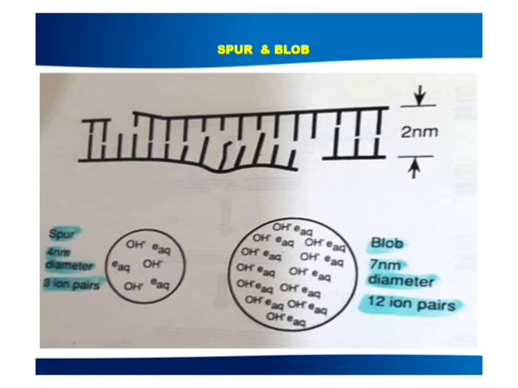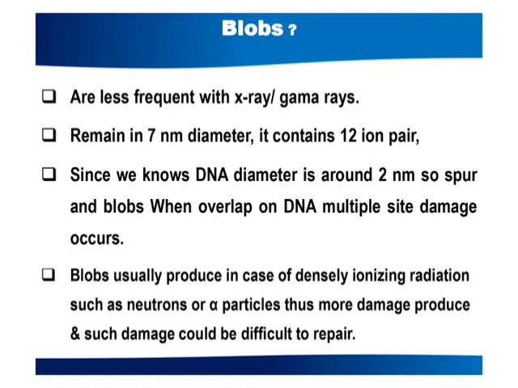So blobs are basically less frequent with gamma rays and X-rays, and blobs are usually produced in case of densely ionizing radiation. Whatever the X-rays and gamma rays, we know they are sparsely ionizing radiation, but densely ionizing radiation produces blobs. We all know that densely ionizing radiation is produced by alpha particles or neutrons. Thus, more damage is produced, and such damage could be difficult to repair.